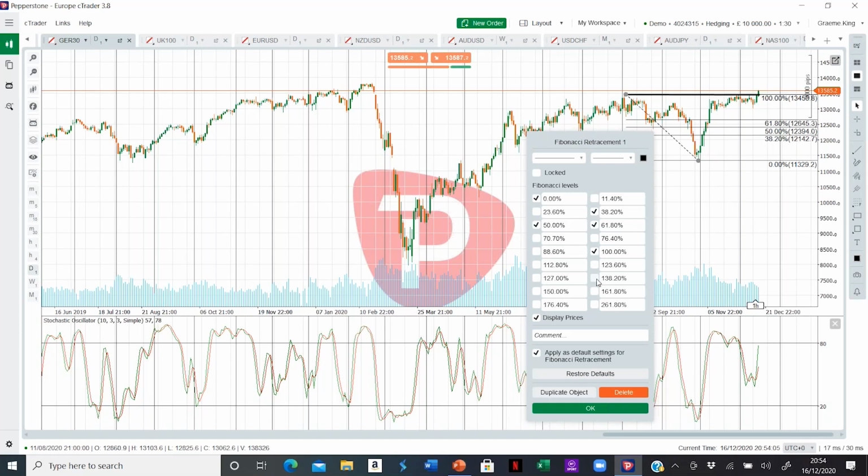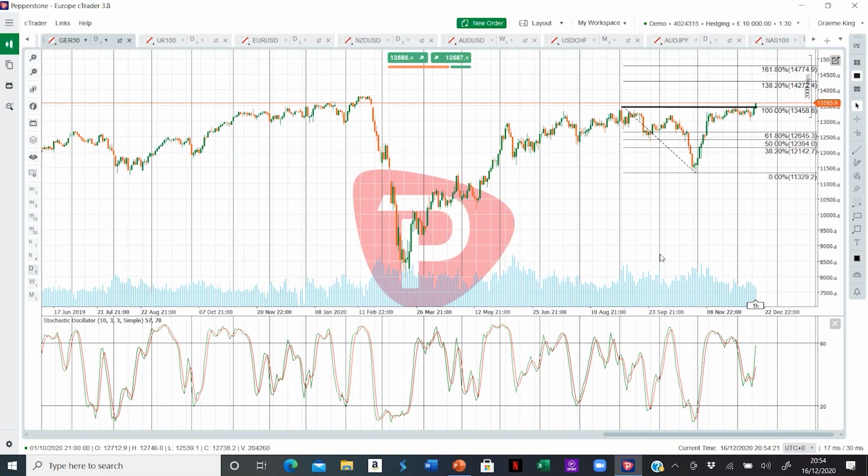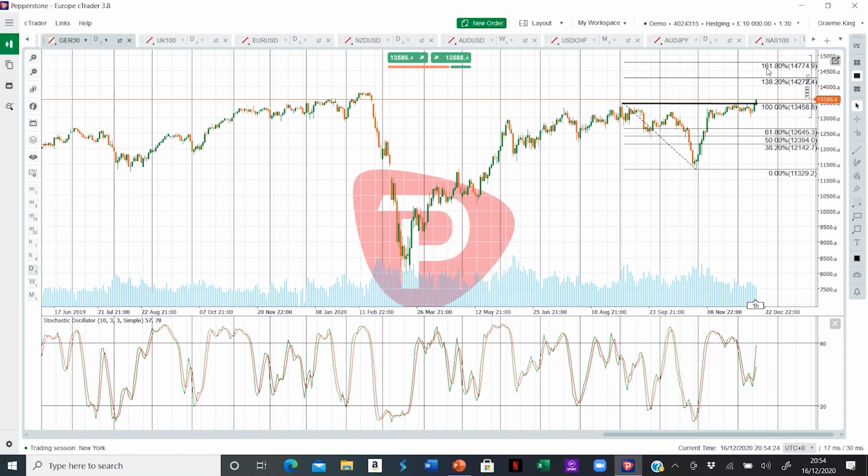So really the only ones that I'm interested in are the 138.2 and the 161.8, because they're really the main Fibonacci ratios that we use within retracement points. So we basically check those boxes and it automatically draws the extension points on for you. So you can see very easily and very quickly where, if we see an accelerating market, the next resistance points are.